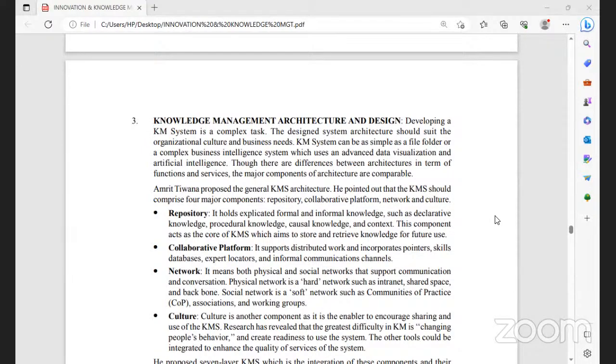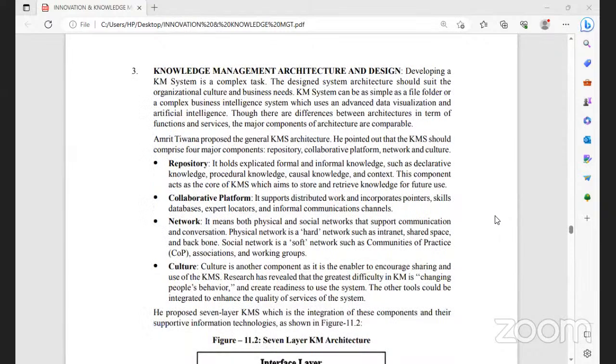Amrit pointed out that a knowledge management system should comprise four major components: repository, collaborative platform, network, and culture. What is this repository? It holds explicit formal and informal knowledge such as declarative knowledge, procedural knowledge, and causal knowledge and context. This component acts as the core of KMS, which aims to store and retrieve knowledge for future use. Means for future prospects, we can store the knowledge and retrieve the knowledge. That is the mechanism relating to the repository.